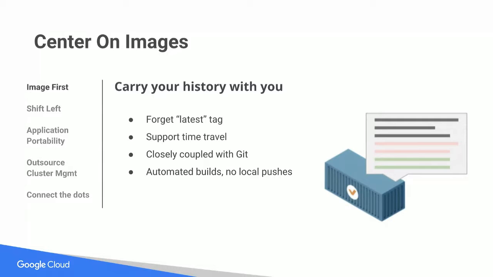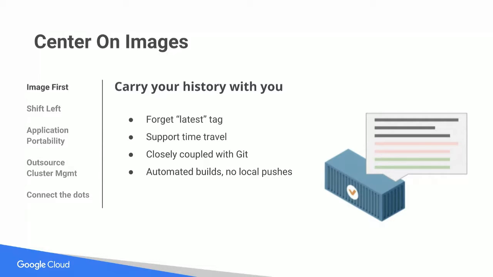It also should be closely coupled with Git. So if you create a new branch in Git, then your image name should reflect that. It should be linked to Git. You should be able to understand what commits created this image very quickly. And of course, you should be using automated builds. You should never be using local pushes.